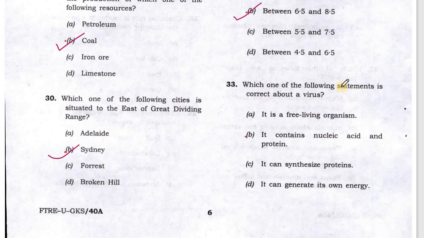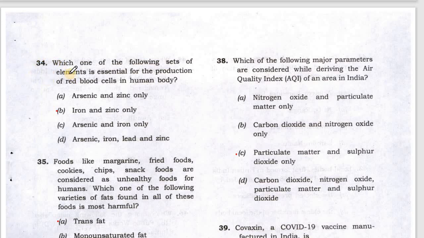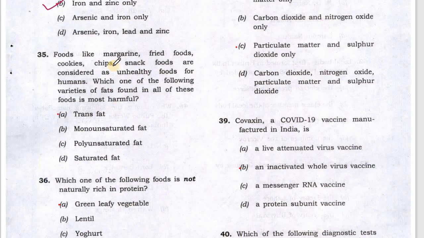Next, what is the statement about the virus? So it contains nucleic acid and protein. So B will be the correct one. Next, question 34: which of the following sets of elements is essential for the production of red blood cells in humans? So iron and zinc. And next, they are asking which type of fatty acid is common in cookies, chips, snacks? So this is the trans fat, and that is harmful.